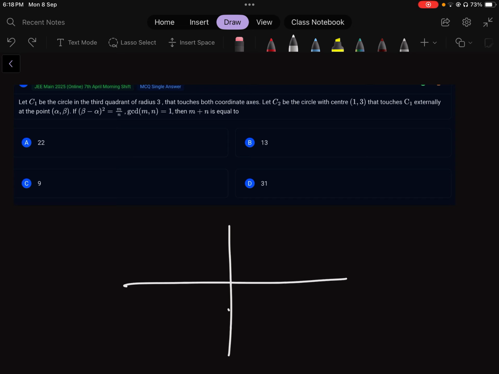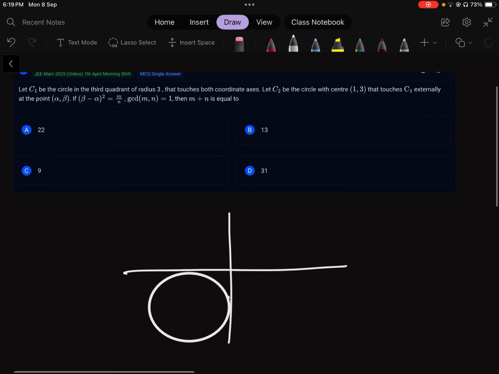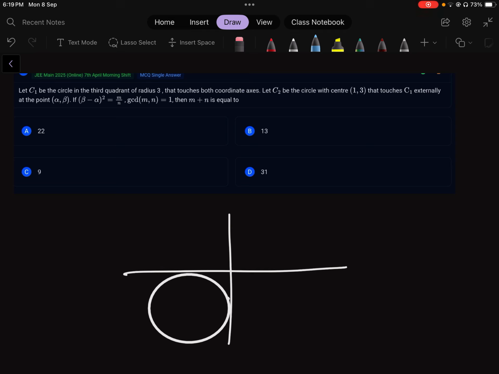You know what? Let's just make use of the wonderful tool that OneNote has provided that lets us draw the perfect circle. Okay. So this is C1, right? And it's touching both the coordinate axes. So we know that the line joining the center to the point of tangency has to be perpendicular to the tangent. So this has to be perpendicular to the axis, and so is this line going to be as well. So this is the y-axis, and this is the x-axis, and this is 3 because the radius is given to be 3. Let C2 be the circle with center 1, 3.